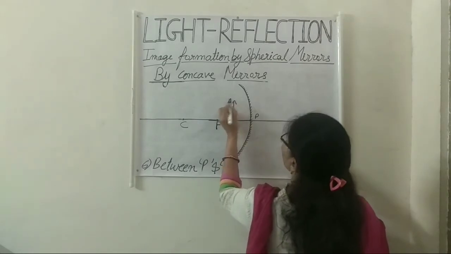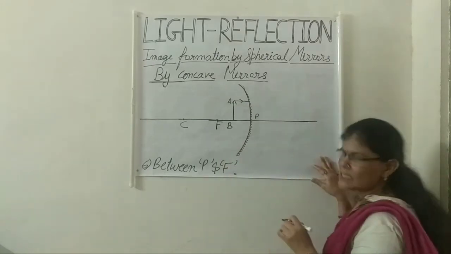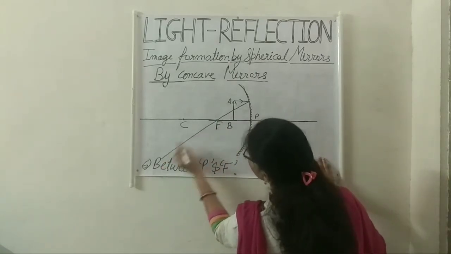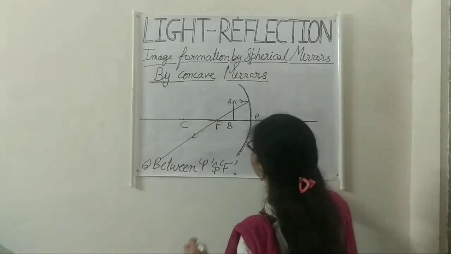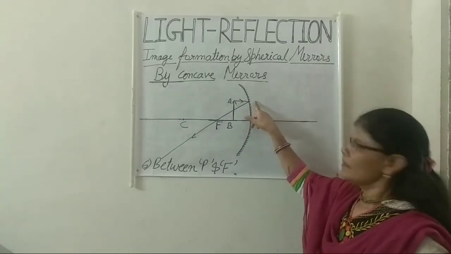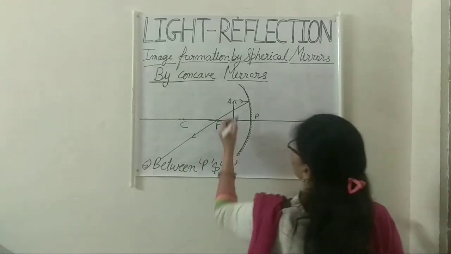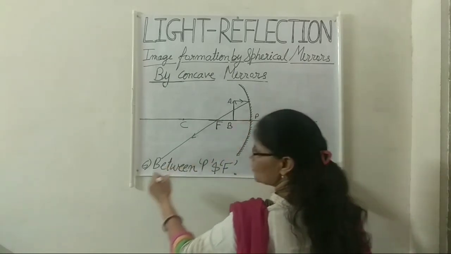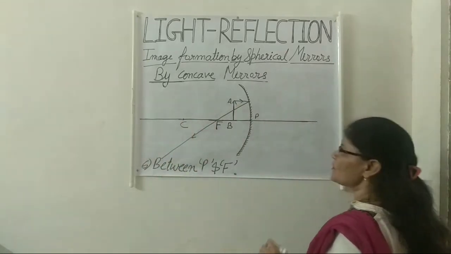So let us start. When a parallel beam of light is incident on the mirror, then the reflected ray will pass through the principal focus. Another case is, this is the parallel beam of light. When it is incident on the concave mirror, then the reflected ray will pass through the principal focus. Another case we can use is when the incident ray falls obliquely on the pole, then the reflected ray will go obliquely, or we can use the center of curvature. When the incident ray passes through the center of curvature, we can use this also.